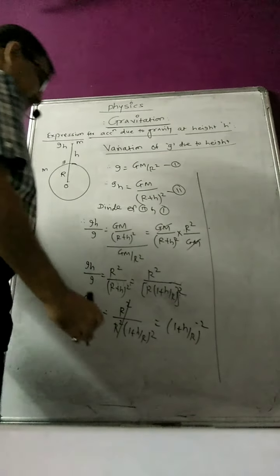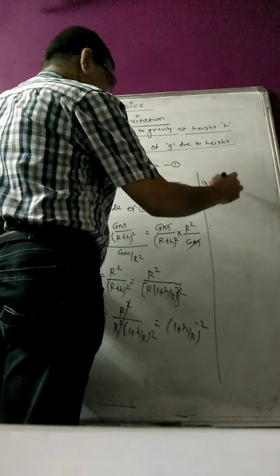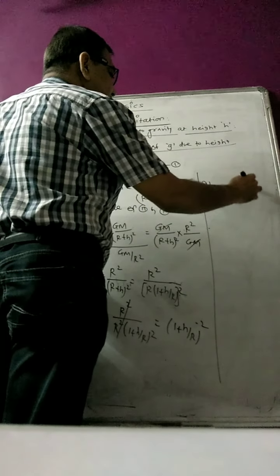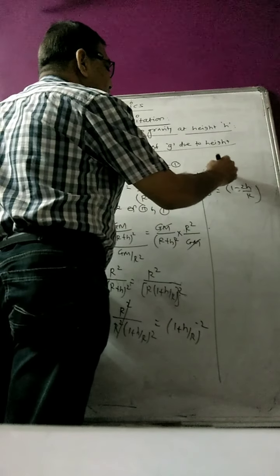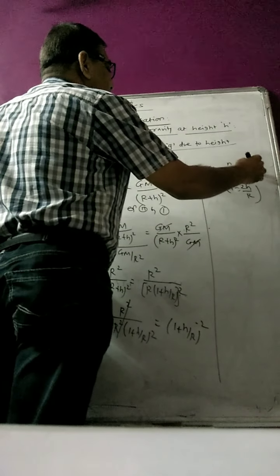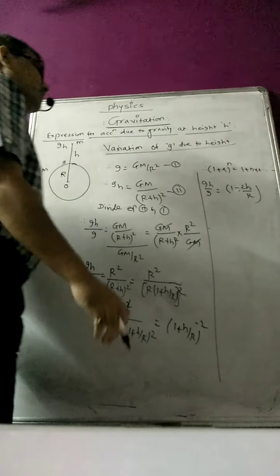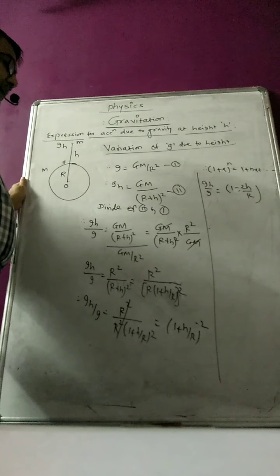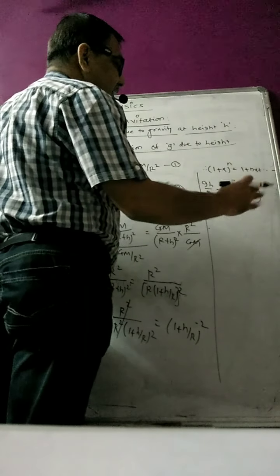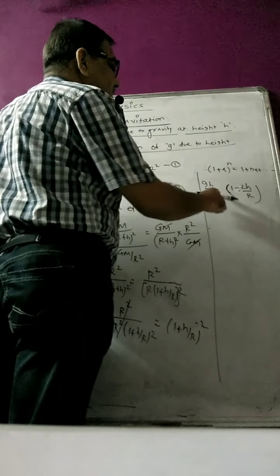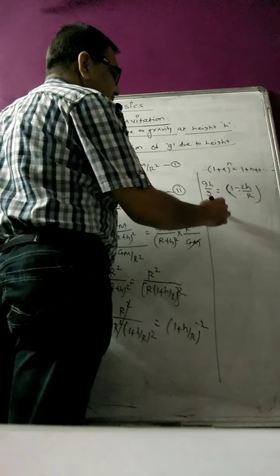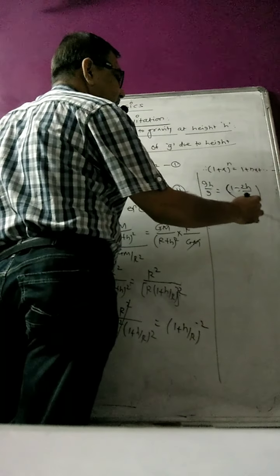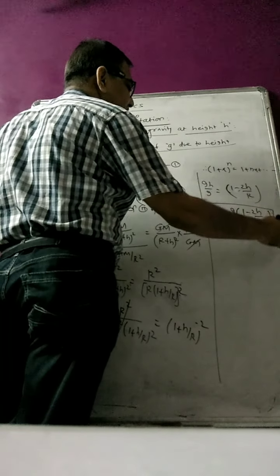And if I solve this further, g_h upon g is equal to (1 plus h by R) raised to minus 2, which means 1 minus 2h by R. Which formula have I used? Binomial theorem: (1 plus x) raised to n is equal to 1 plus nx plus higher order terms of x. Here the higher order terms in h by R are neglected, as h is very small compared to R. So g_h upon g is equal to 1 minus 2h by R, or the acceleration due to gravity at a particular height h is g_h equals g times (1 minus 2h by R). That will be the expression.